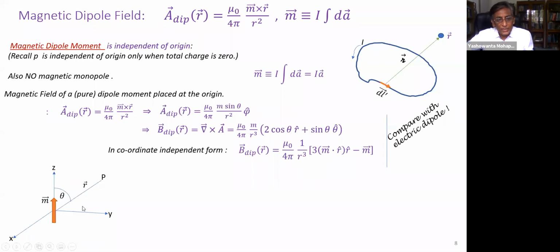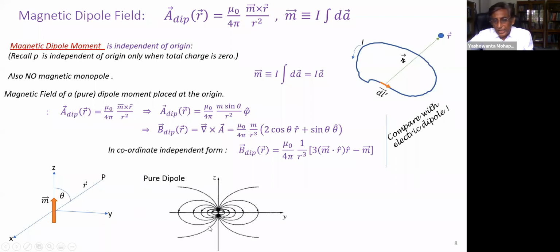So if we're pointing in this direction, a pure dipole would look like that. In fact, from a distance, by pure dipole I mean that I am not going close to the loop. I'm very far away from the loop, such that the loop looks very small. And then, of course, the field lines look exactly like E lines in a pure dipole in electrostatics.